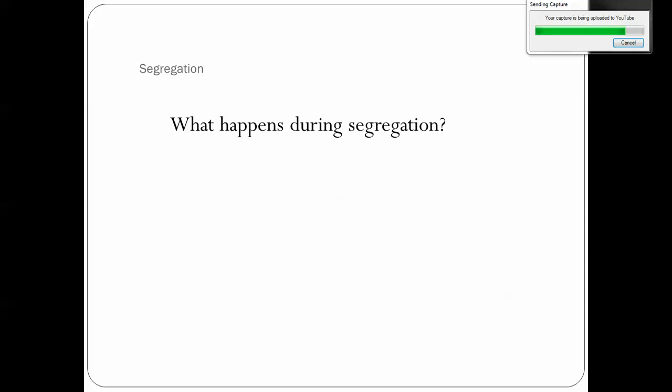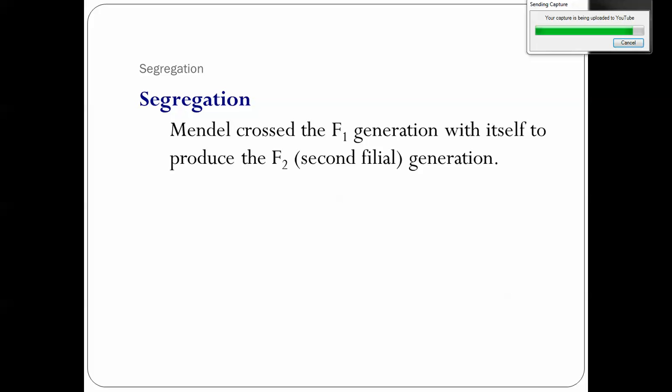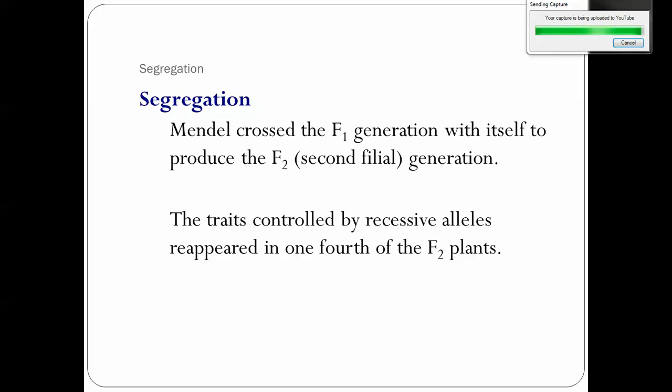Segregation is going to be a big term here. When we think of segregation, it's just going to be like separating. Going back maybe to history, you've heard about segregation occurring, just separating the different races. Now we're going to look at separating different genes and alleles. How Mendel discovered segregation was he crossed the F1 generation with itself to produce the F2 generation. Don't worry about the filial part, just know that we have F1 and F2. And the traits that were controlled by recessive alleles reappeared in 1/4 of the F2 plants. We're going to see a picture of this and it'll make more sense.